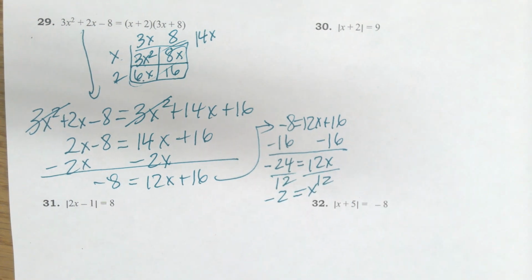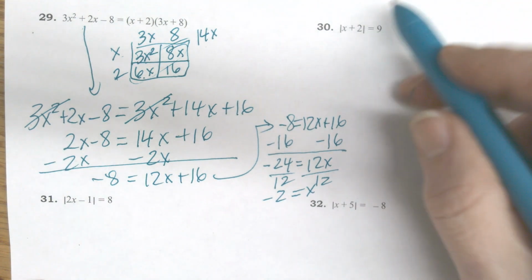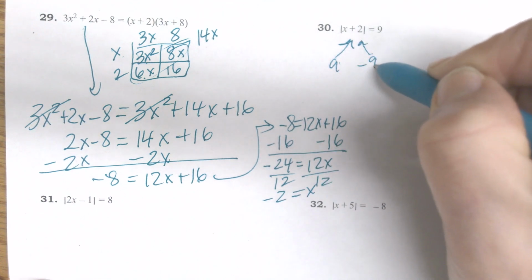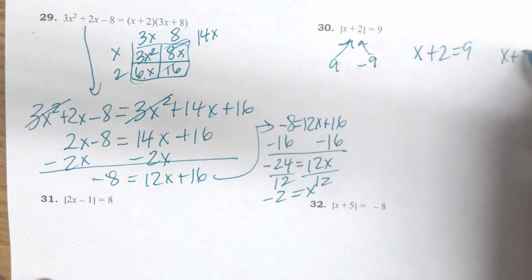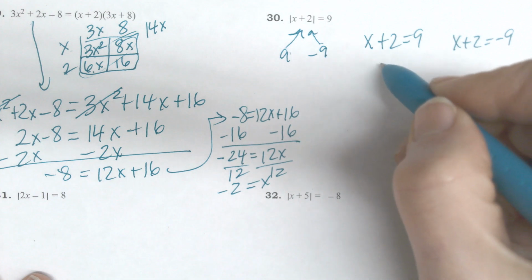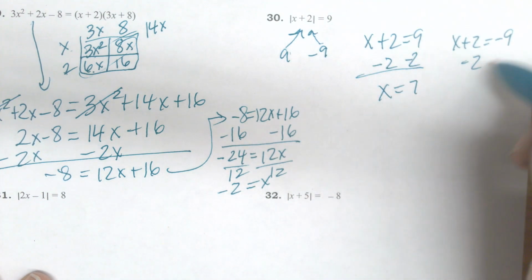All right, keep in mind when we have absolute values, remember the absolute value adds to it. What's in here could be positive 9 or it could be negative 9. So I have two equations. X plus 2 is positive 9 or x plus 2 is negative 9. Move that over so you can see. And then I solve just like normal. I just have double the work.